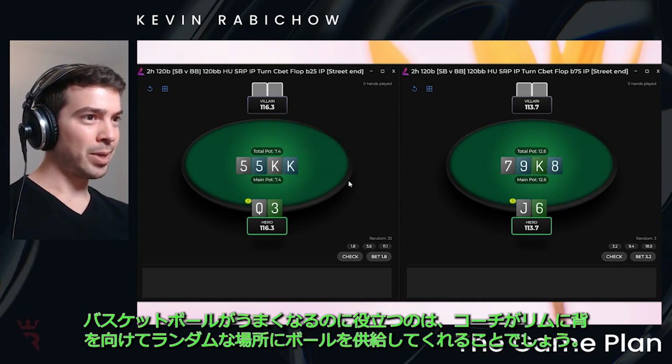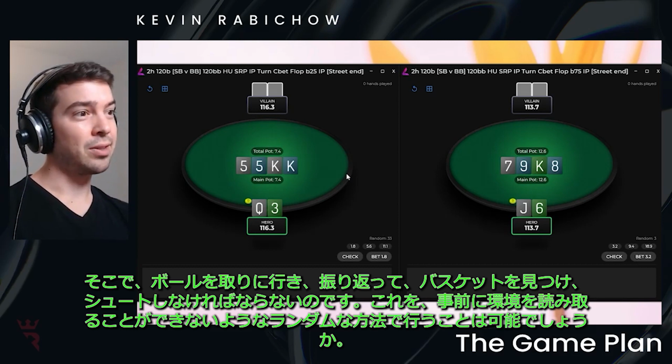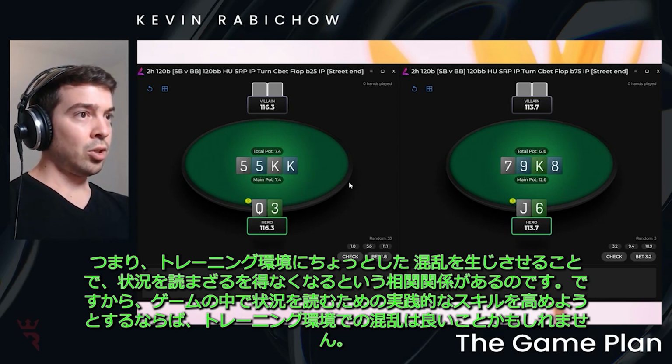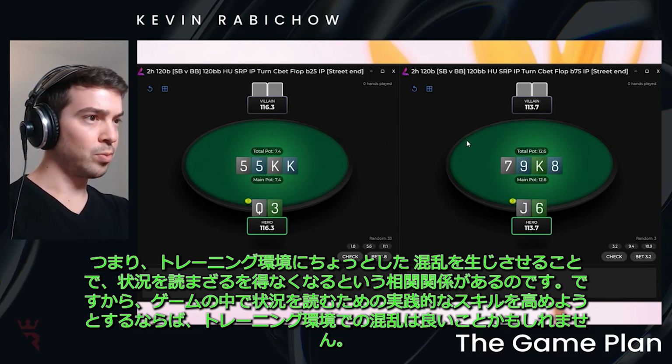What helps you get better at basketball would be to have a coach feeding you the ball to a random location with your back to the rim. So now you have to go get the ball, you have to turn around, you have to find the basket, and then you shoot. And you do this in a randomized way such that you can't read the environment before you get there. So the correlation that I'm making here is that by creating a little bit of chaos in your training environment, you're forcing yourself to read the situation.